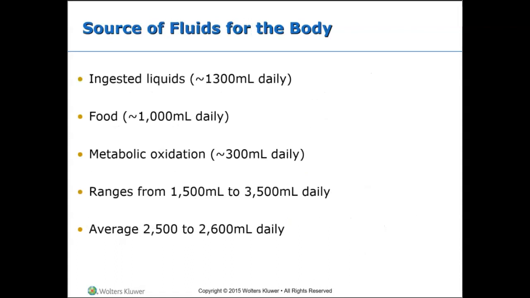We get our fluids from various sources. Most of our fluid is gained through the ingestion of liquids, from us consuming liquids. Fluid is also contained in the foods we eat. Also, there is something called metabolic oxidation, which is a chemical process that breaks down carbohydrates and also provides fluids to the body.